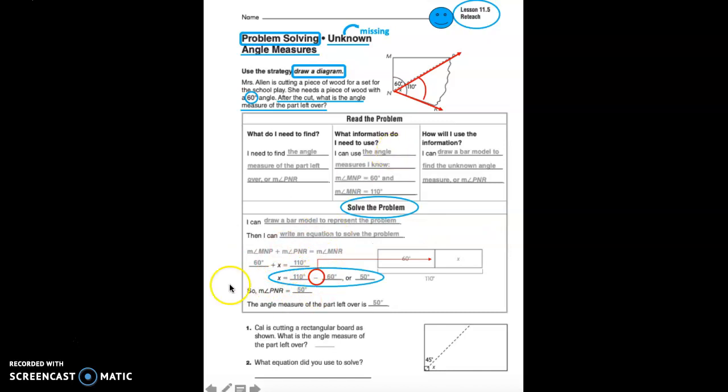Now I'm going to continue my equation. X equals 110 degrees minus 60 degrees. Notice how we are subtracting. It is the opposite of addition. When I subtract 110 degrees minus 60 degrees, I get 50 degrees. 50 degrees will help us know that the X, or the unknown angle measure, is 50 degrees.